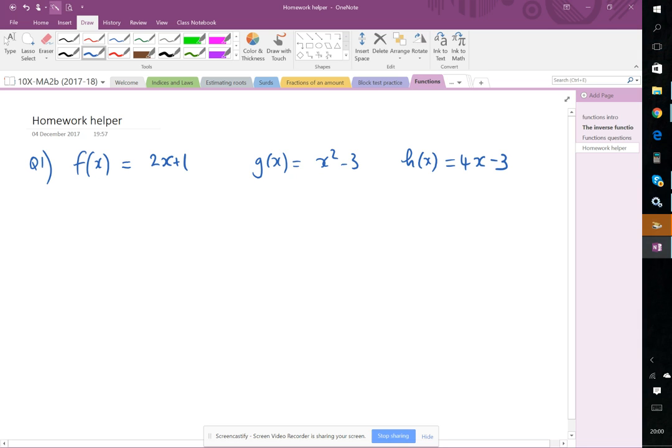Okay, this is a help for those people who might struggle with the prep otherwise. The idea is that we've got different functions here.